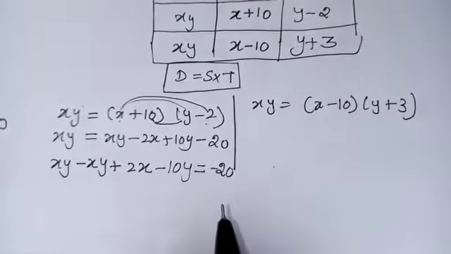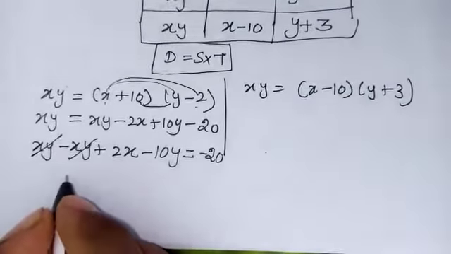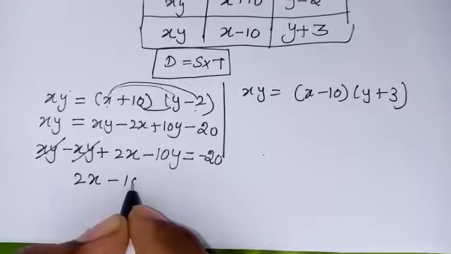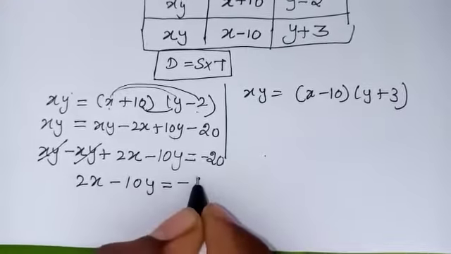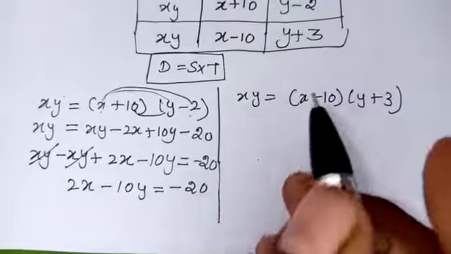Number alone I am keeping on one side. Plus xy minus xy will get cancelled. So the remaining equation is 2x minus 10y, which is equal to minus 20 we are getting. So this is the first equation. We will move on to the second equation now.